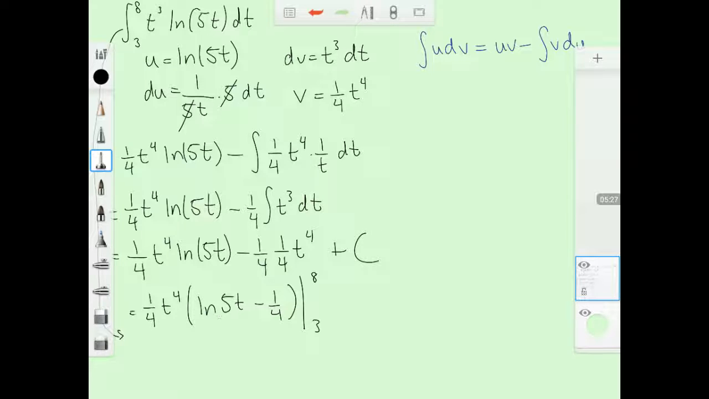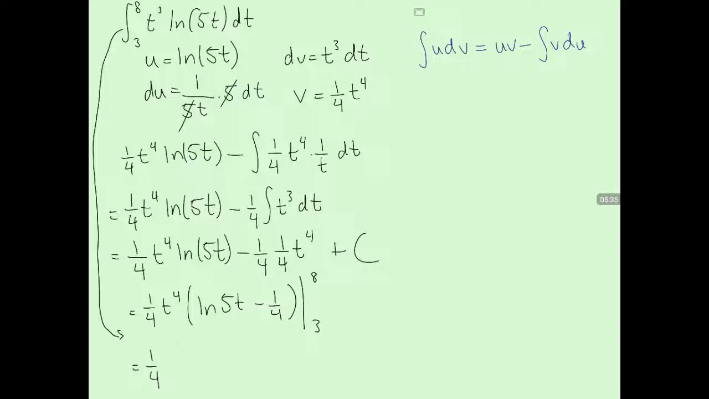Notice how the inside thing here that we're evaluating is the exact same as this. I'm just simplifying it. So what we have now is 1 over 4 times 8 to the fourth times ln of 40 minus 1 over 4, and this is going to be subtracting 1 over 4 times 3 to the fourth times ln 15 minus 1 over 4. Now if we simplify this, then we should get our answer.